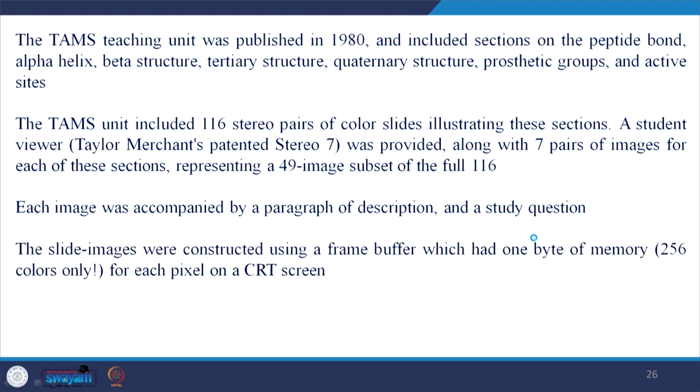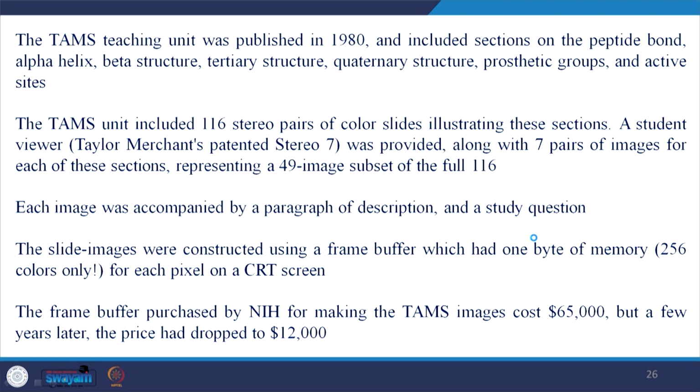The slide images were constructed using a frame buffer which had 1 byte of memory, 256 colors only, for each pixel on a CRT screen. The frame buffer purchased by NIH for making the TAMS images cost $65,000, but a few years later, with more refinement and improvement, it came down to only $12,000, which at that time was a real good price drop.